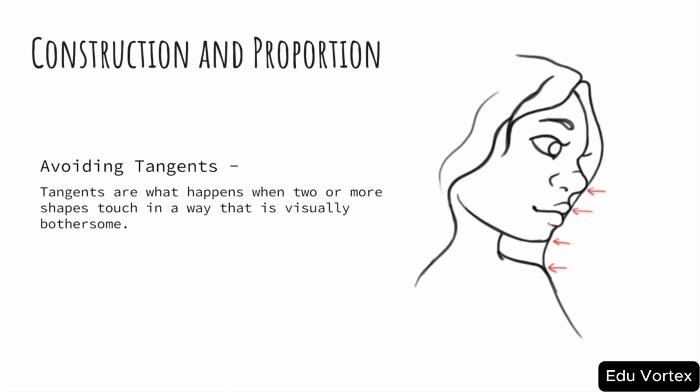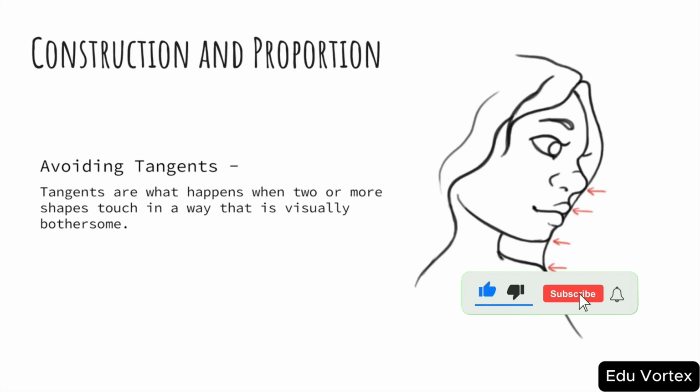Moving on, one of the things you really want to try to avoid is tangents. Tangents are what happens when 2 or more shapes touch in a way that is visually bothersome. So the example I have on the right, with her bang, it's touching the face in awkward ways. It looks like it's almost glued to her nose and lips and chin, and it's not clear exactly what's happening in the drawing. If the bang was drawn further out from her face, it would be easier to read as being behind her face, and not being stuck to her in this weird way.